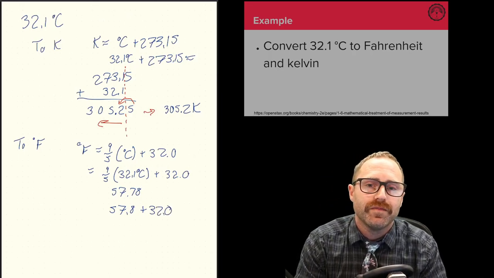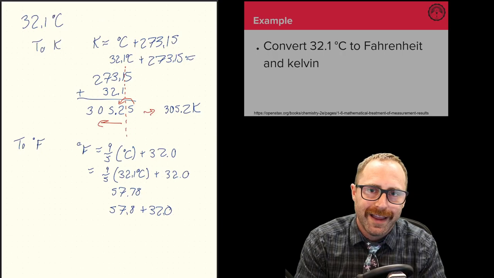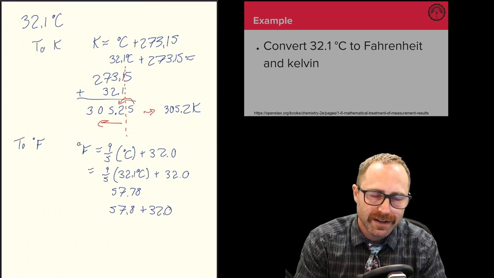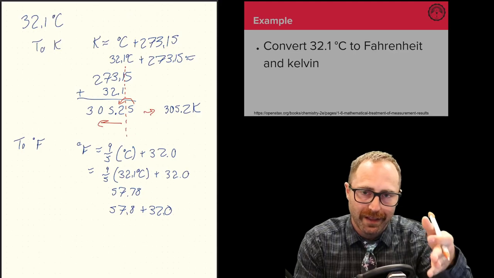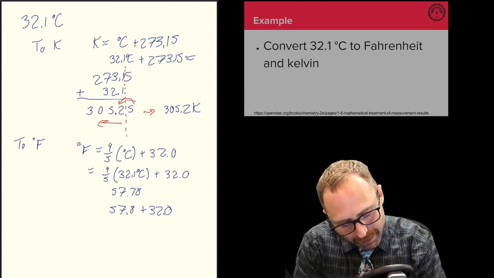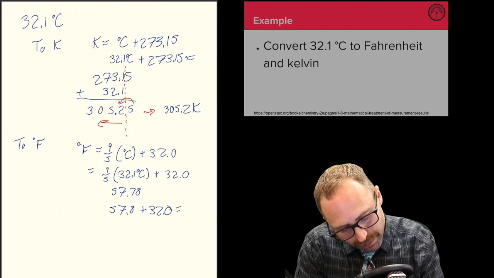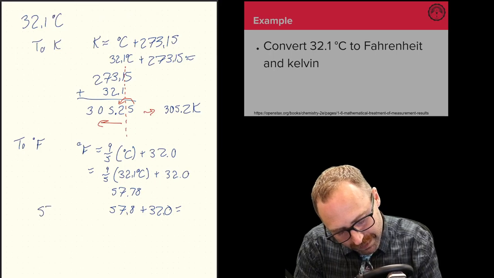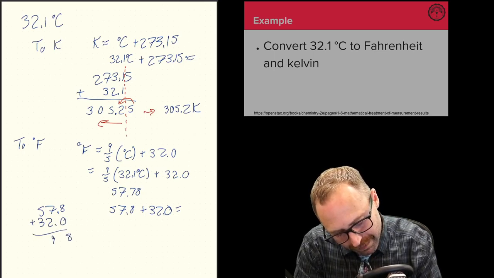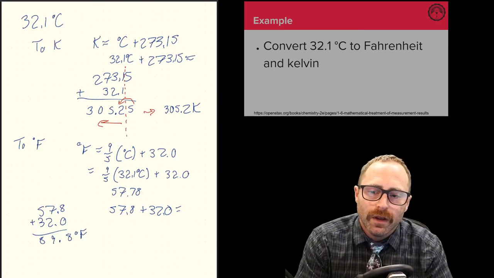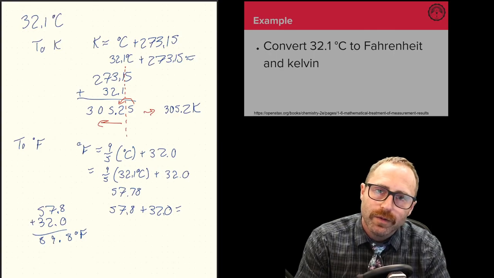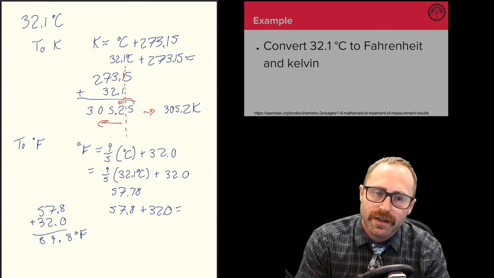Now in this case, because we've got everything ending there in the tenths place, I think it's easy enough to see that we're not going to have to worry about dropping that line like we did in the above problem. So we can go ahead and do our addition here. And as we do such, I'm going to actually write it out because I didn't write out the answer. So the 57.8 plus 32.0 is 89.8 degrees F. So that's a basic breakdown of how to do those different conversion factors.